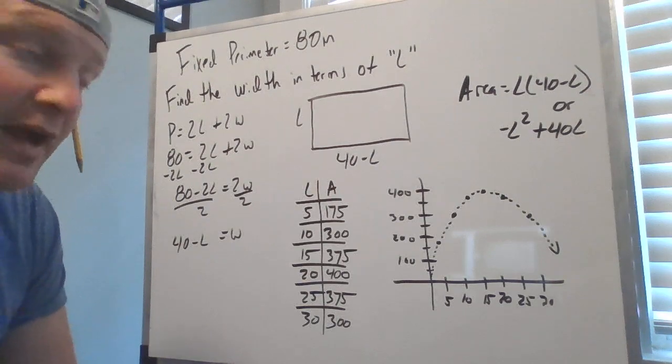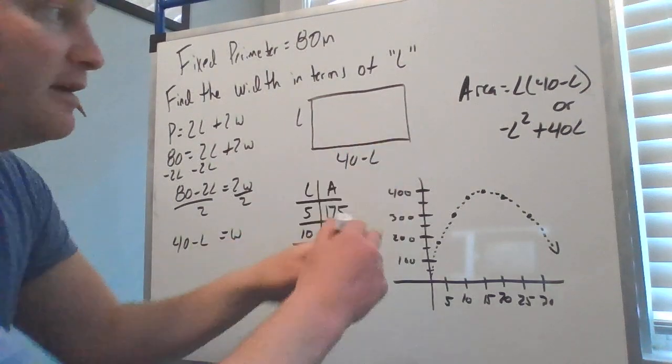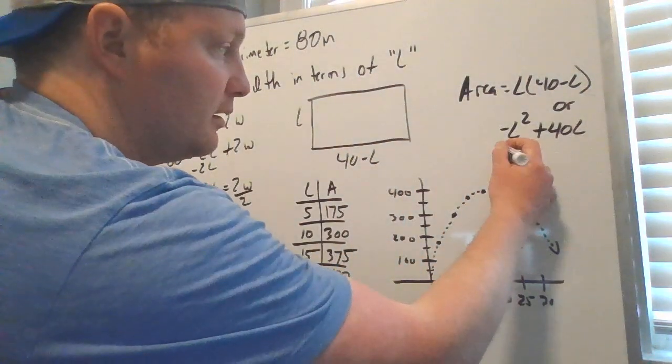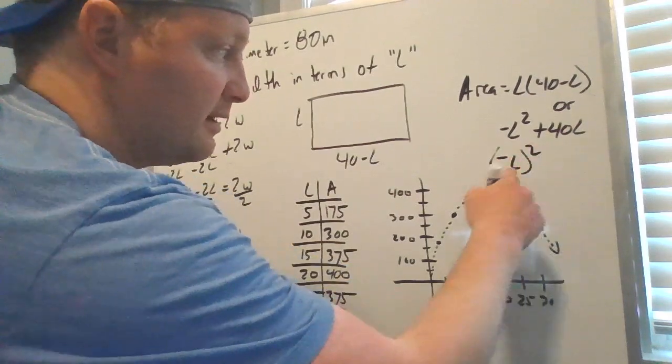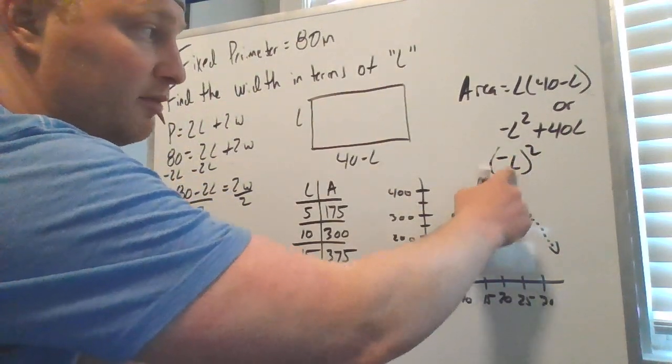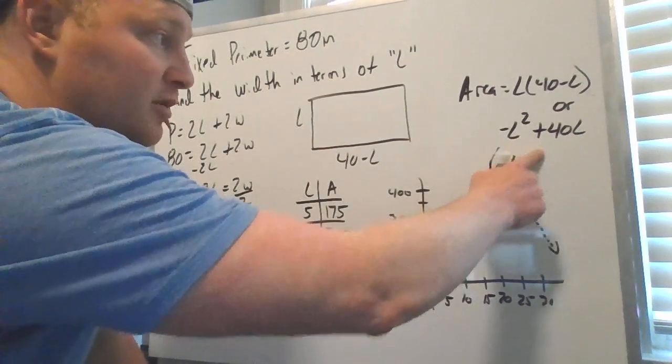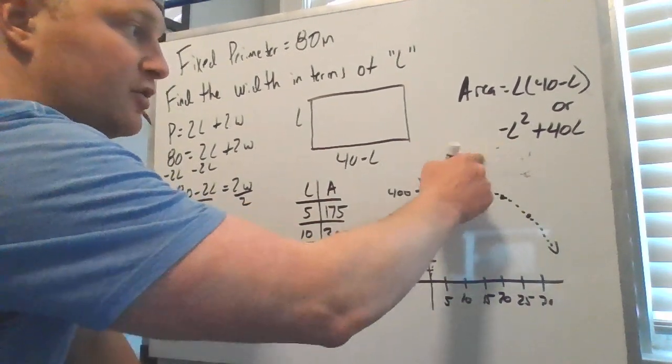Trust me, going forward on this, you have to know what the difference is. If this was in parentheses, then you can read this as negative L squared. But because it's not in parentheses, you must interpret it as opposite of L squared.